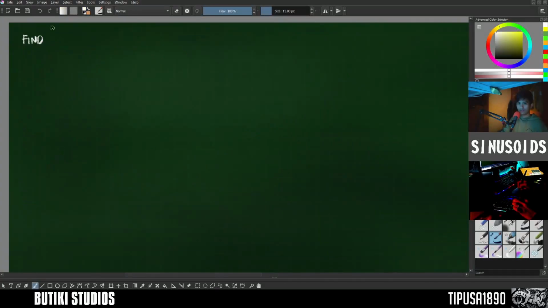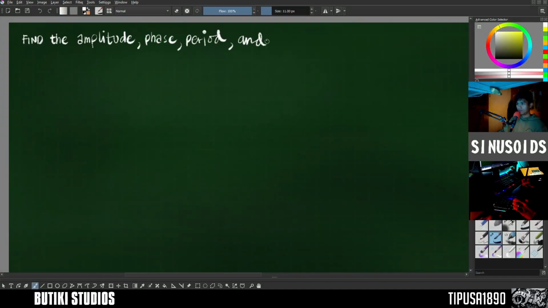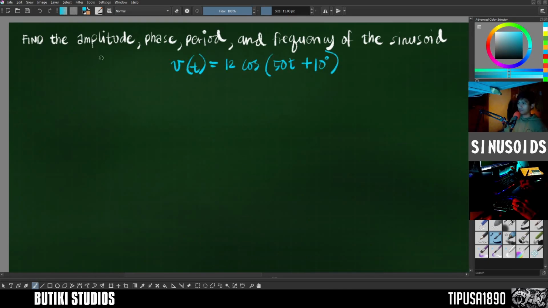Another example. So this is your voltage v of t. Here is your amplitude, so our V sub m, or your amplitude, is 12 volts, since this is voltage. Phase: what is the phase angle? The phase angle here is 10 degrees. Period T, so what is the period?